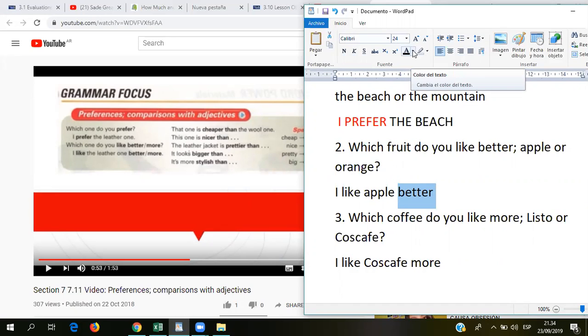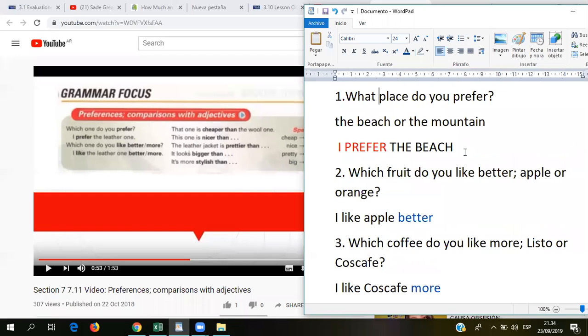Pay attention, guys. We are going to study only this part. It's a lot of information. Es demasiado en una clase. Así que solo esto. I want you to understand it. So only this part right now. Look, better, more, and prefer. Only three. Eso pasa por mencionar el café.